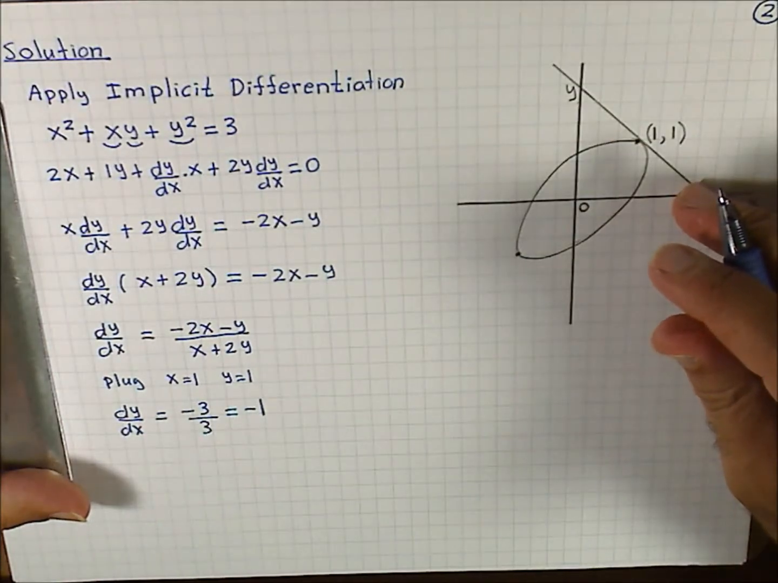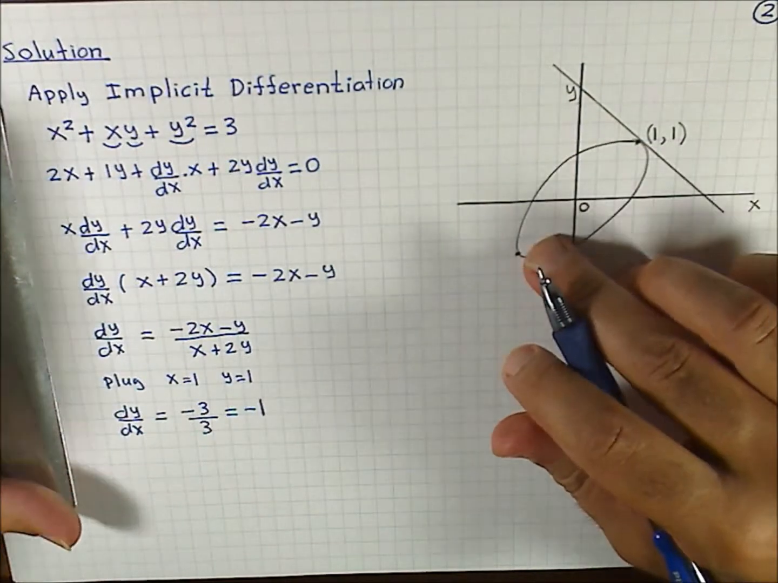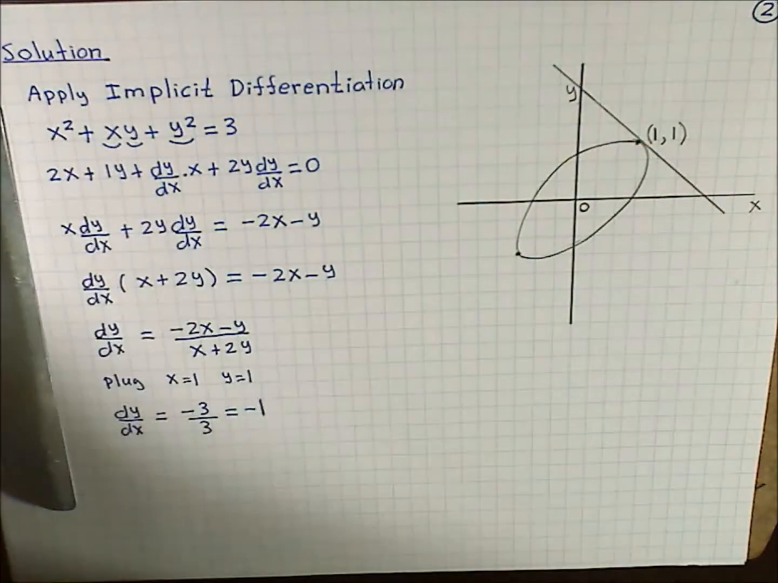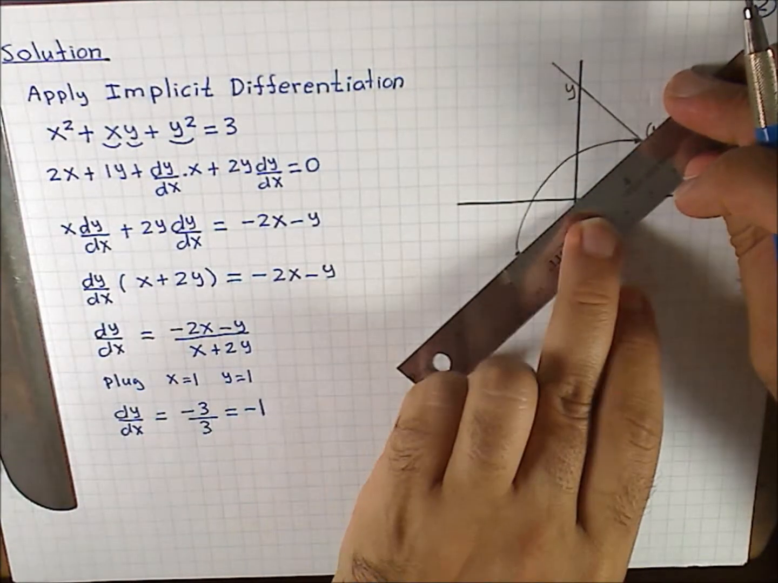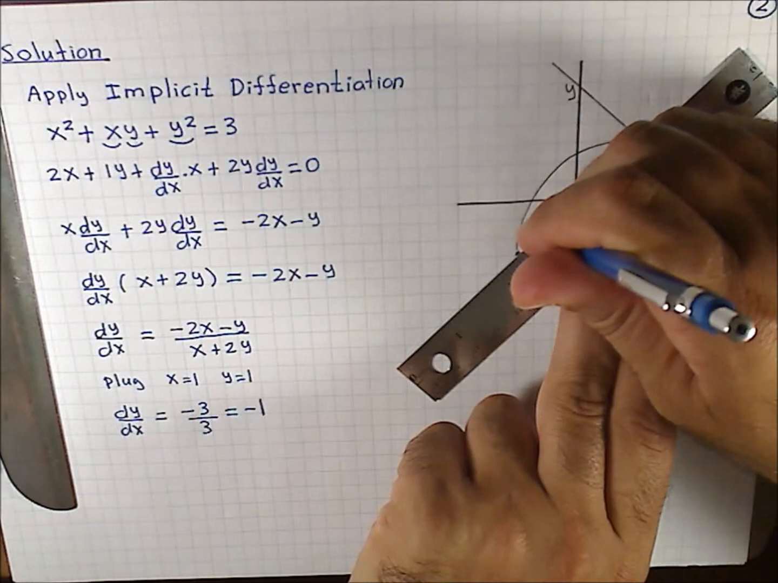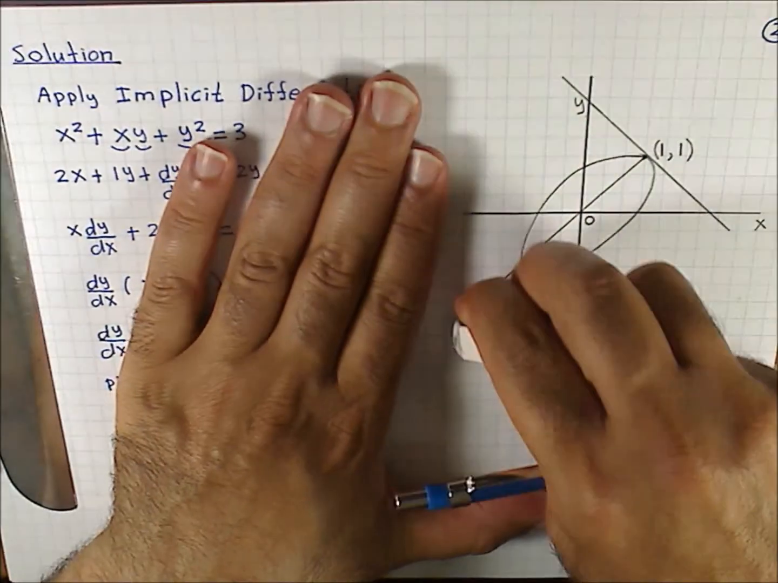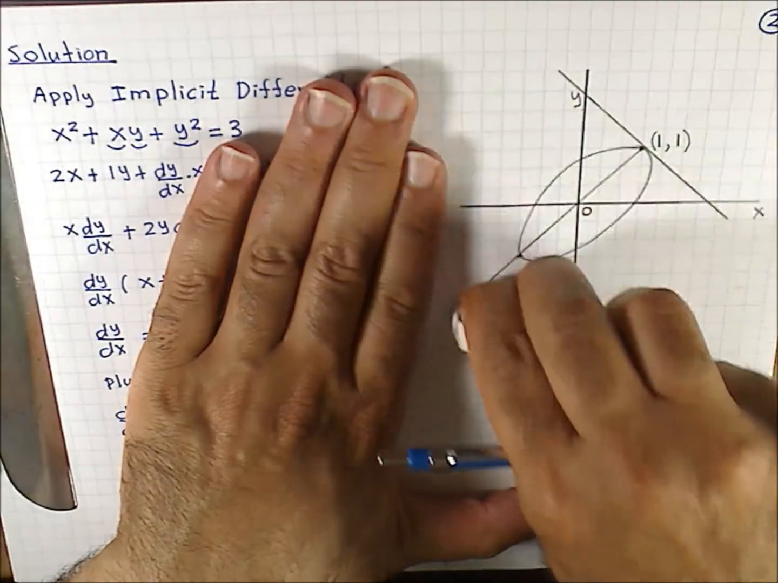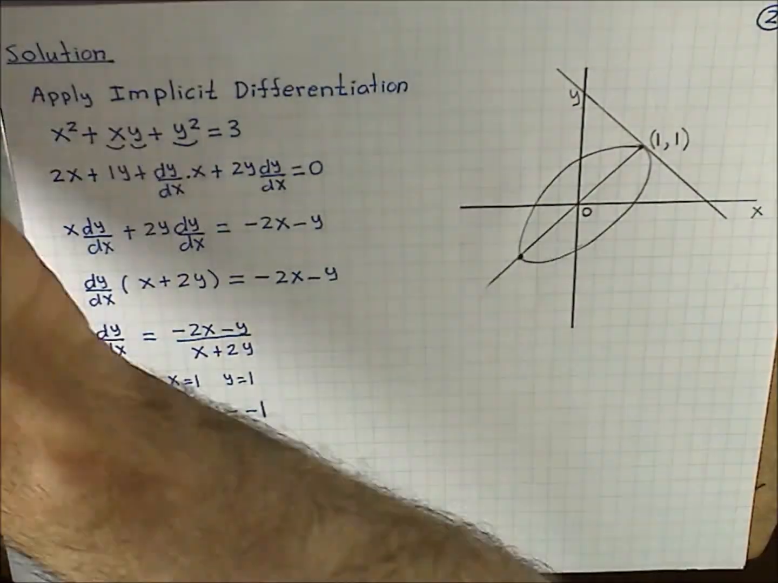Now we're looking for the point at which the perpendicular line crosses the ellipse a second time. So the point that we're looking for is actually this point here. So let's draw that in. That's going to be right there. Okay, so we're looking for this point.